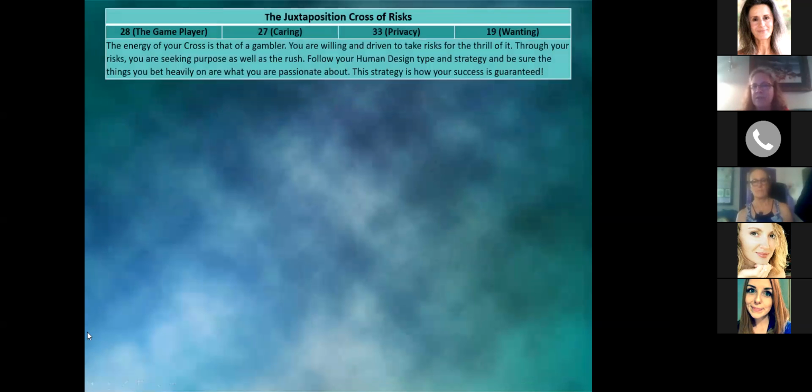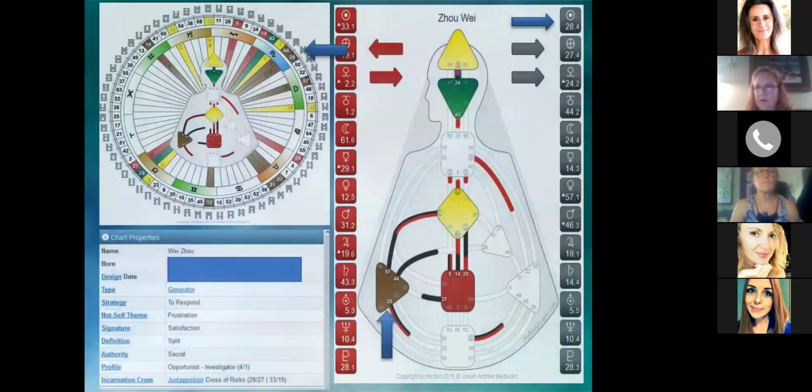Okay, so describing her juxtaposition cross of risks. You know what, I want to go back. Does anybody have questions on that so far? Is everything seeming clear so far?